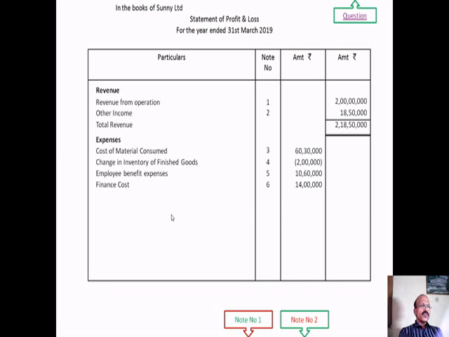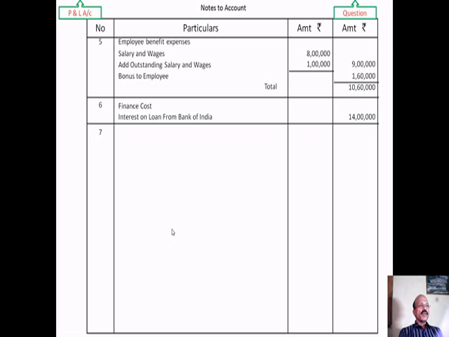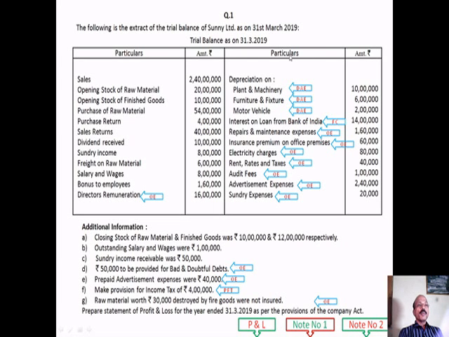The next item which will be charged to the profit and loss account is depreciation and amortization. Working note number 7. Let us prepare working note number 7 as depreciation and amortization expenses. Let us see in the question paper. The question says 3 items of depreciation on plant and machinery, furniture and fixture, and motor vehicle, that is 10 lakh, 6 lakh and 2 lakh.